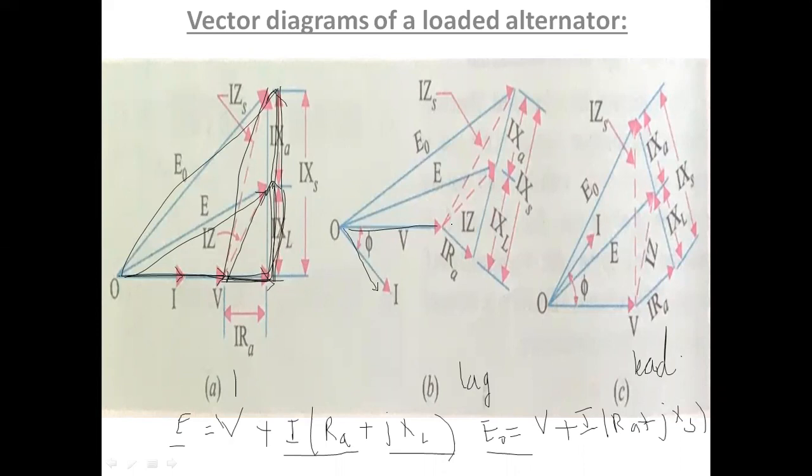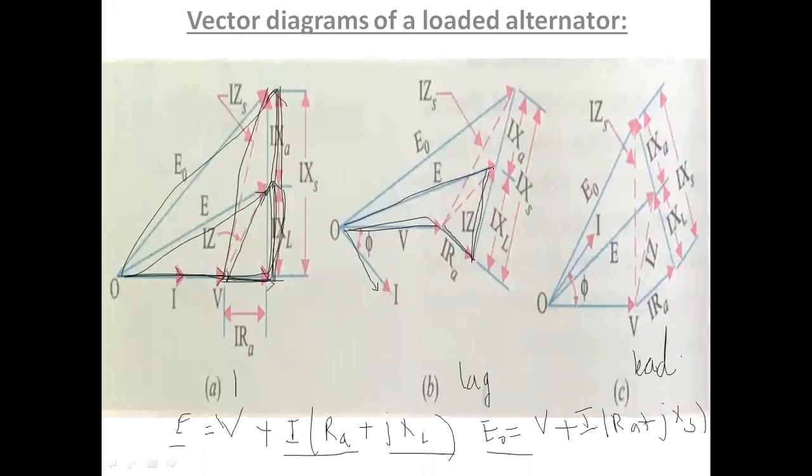So IRa will be parallel to I. It is starting from V. At the end point of V, we have to start IRa. Perpendicular to IRa, I have to write IXL. That becomes V plus IRa plus IXL. That becomes E.